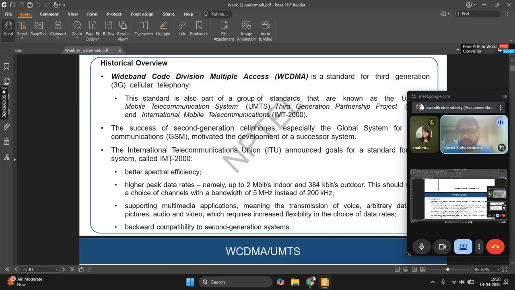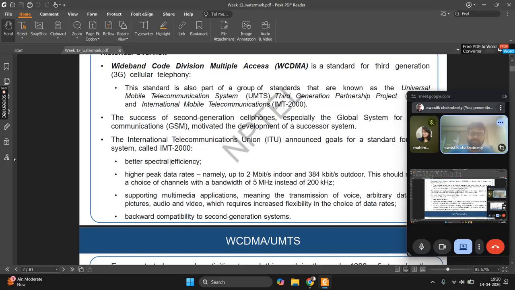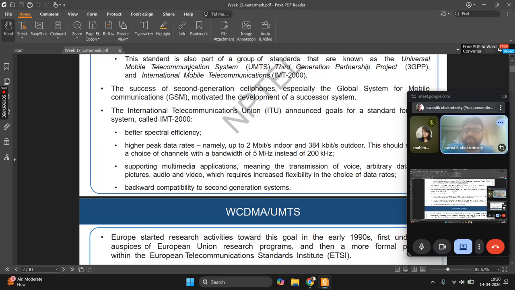Wideband CDMA was the standard that was used for 3G telephones. This standard was designed by the Third Generation Partnership Project, known as 3GPP. The success of the second generation cell phones, especially the Global System for Mobile Communication, GSM phones, motivated the development of a successor system.